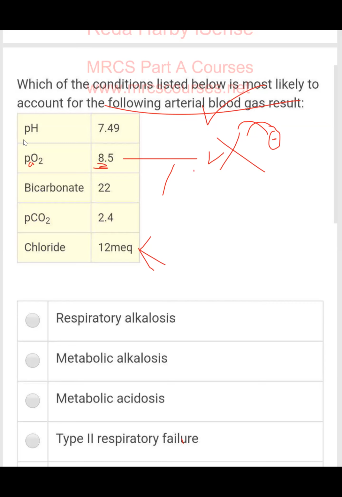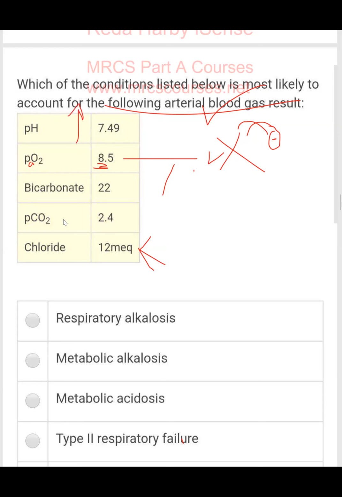And PCO2, I think PCO2 is less, carbon dioxide. And the bicarbonate is 22, so it is also less. So it looks like alkalosis. First question, it is alkalosis from the high pH.